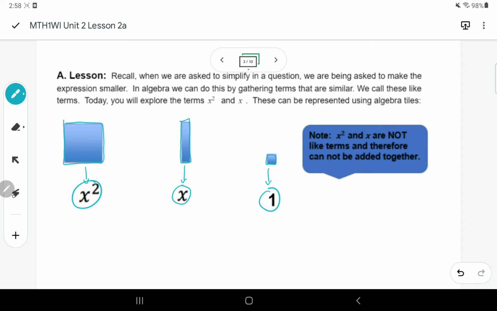So if we are trying to add or subtract with algebra, we can't combine things that are different from each other. So x squared and x are different shapes. So when we're adding and subtracting, we can only add and subtract things that are exactly the same. And I'll do one example with the diagrams of these tiles, and then we'll do some without tiles as well.